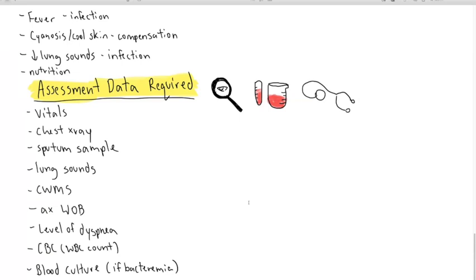Some treatments for pneumonia include antibiotics for bacterial pneumonia. For viral, there's not really much; you just let it go away, or you can use flu medications like Tamiflu. Then we should treat the symptoms, such as using antipyretics like Tylenol to decrease the fever, to help the body decrease the oxygen demand, and encourage fluids.